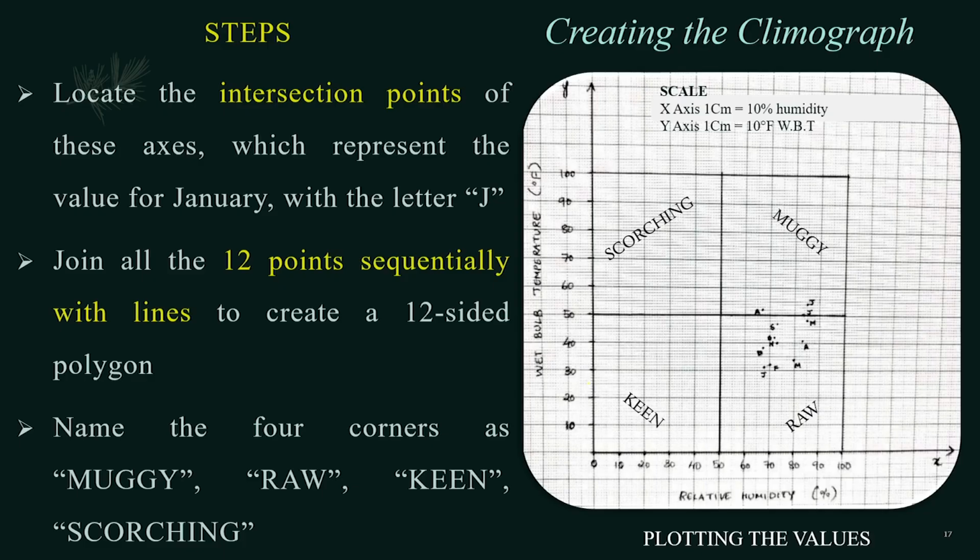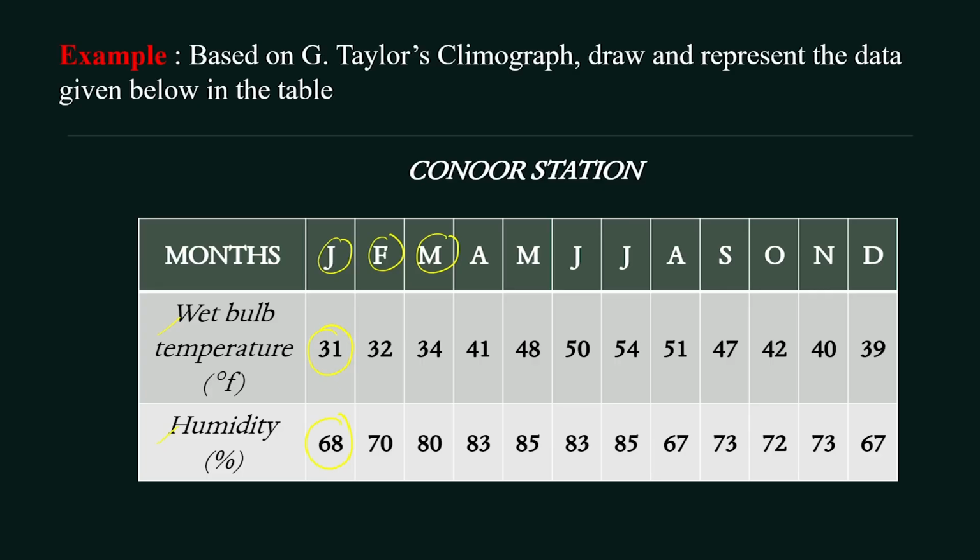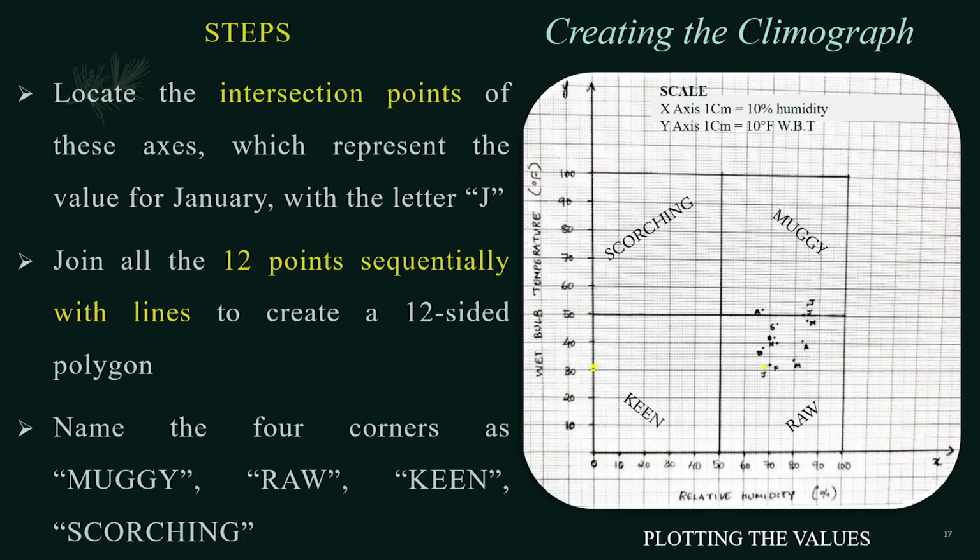Here you can see is the 30. So 31 is the value, and 68 for relative humidity. Approximately you can plot the value here. Similarly for February, 32 and 70. So 32 approximately lies here and 70 here.